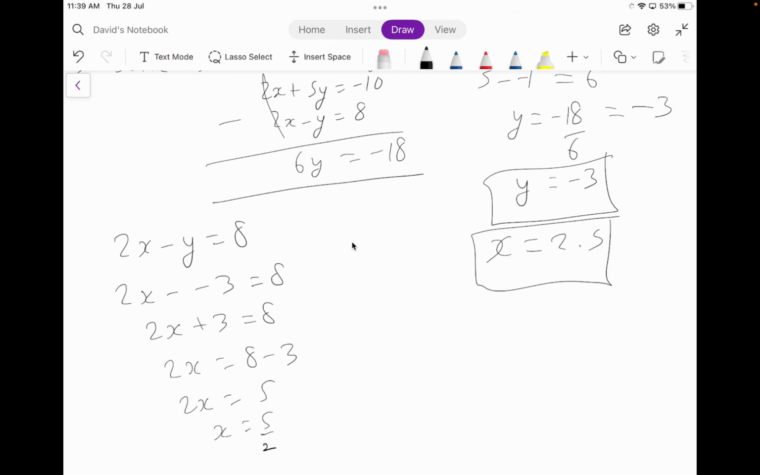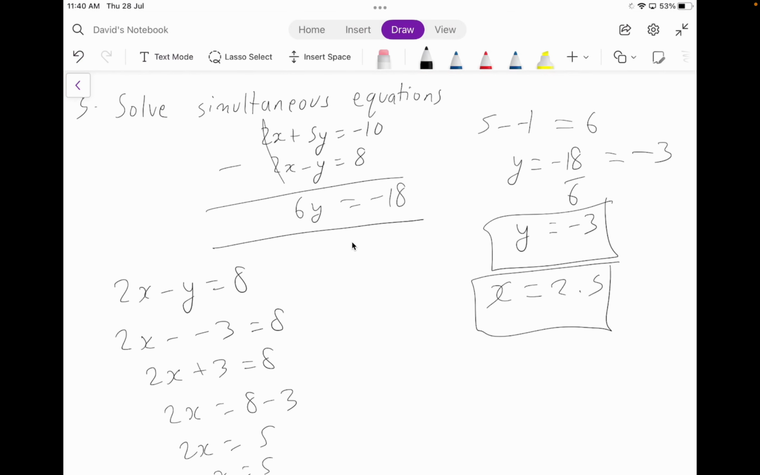y is equal to minus 3 and x is equal to 2.5. Sometimes you can check if the equation is correct, and in this case it's correct. So x is equal to 2.5 and y is equal to minus 3. I used the elimination method. In this case you can use the substitution method, but wherever you get the chance to eliminate the coefficients which are similar to each other, use that opportunity to use the elimination method.